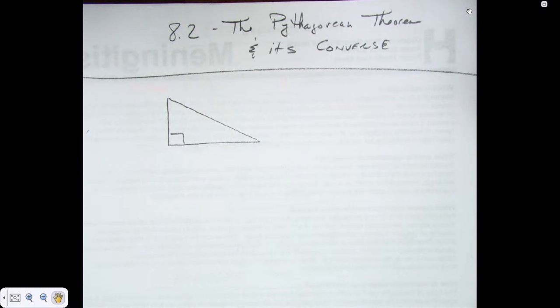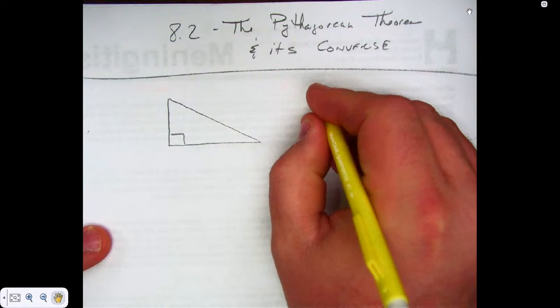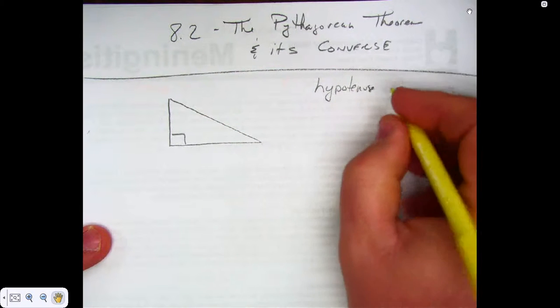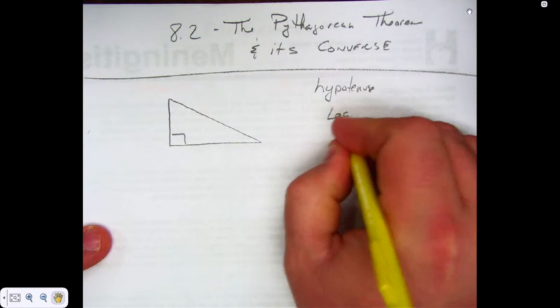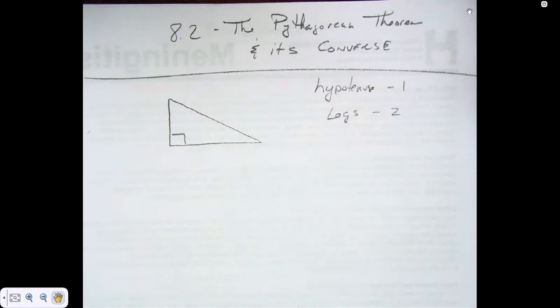All right, what type of triangle are you looking at right here? This is a right triangle. Okay? A right triangle, it's important that you know where the hypotenuse is and its legs. It will have one hypotenuse and two legs.